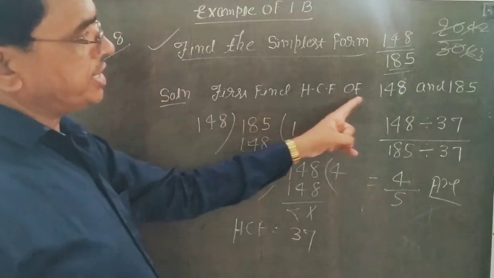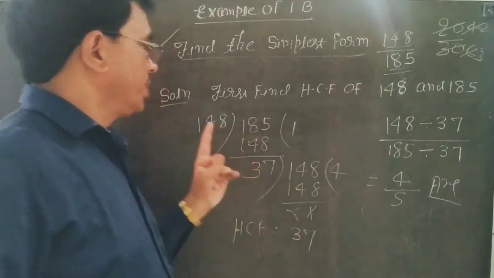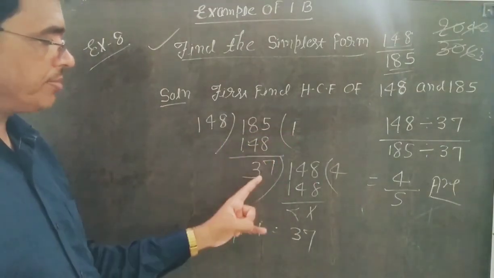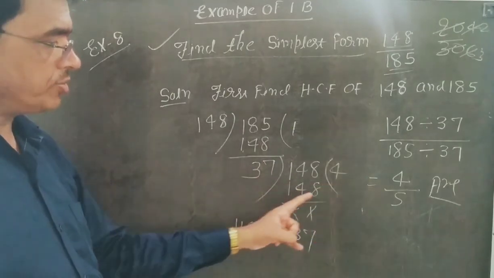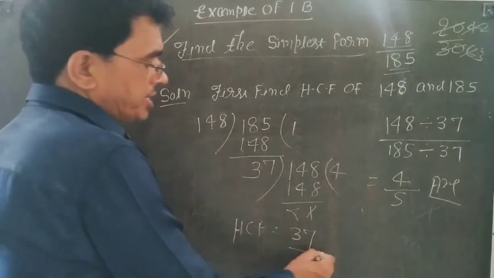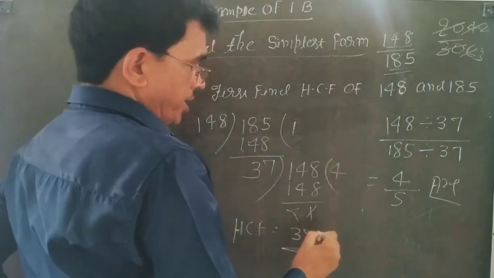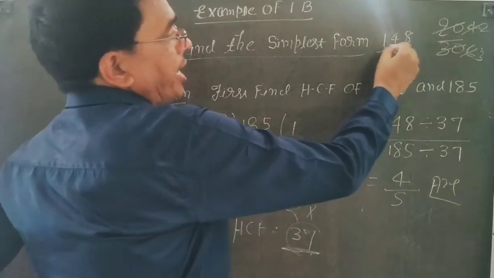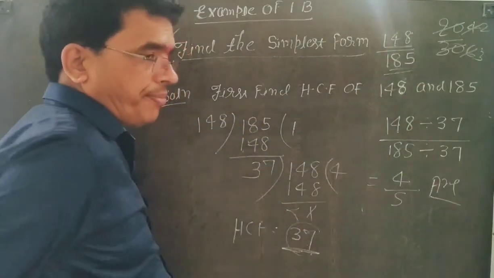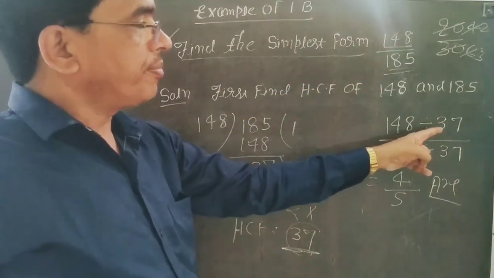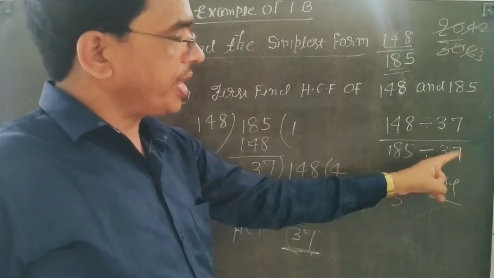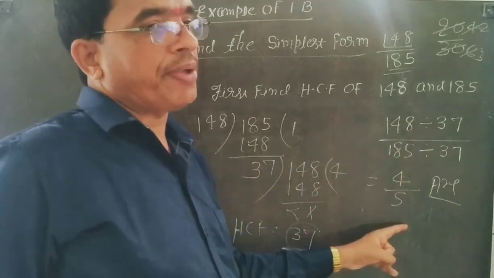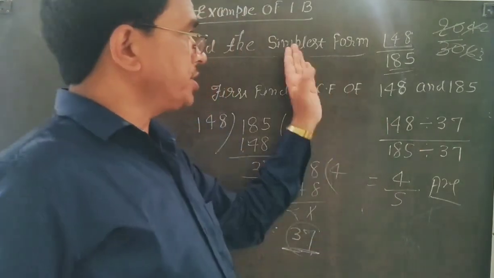So first find the HCF of 148 and 185. By the division method, it is very simple. So 185 divided by 148 gives 1 time, remainder 37, and 37 goes 4 times into 148. So 37 is the HCF of these two. HCF is the highest common factor, that means 37 exactly divides 148 and 185. So you divide 148 by 37 and 185 by 37. Then it is 4 times and 5 times. Then your solution is 4 by 5, and that is your answer. It is the simplest form.